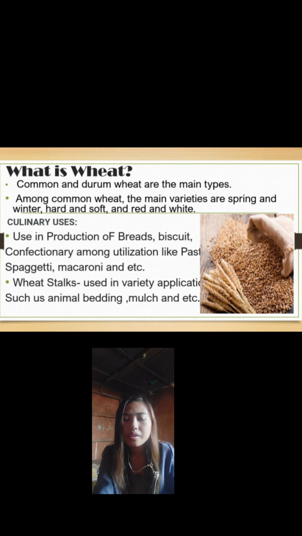So wheat has an important impact on society because of its culinary uses, the production of bread, biscuits, and confectionery like pasta, spaghetti, macaroni. Not only that, but the stock of wheat is also used in a variety of applications like animal bedding and malts.